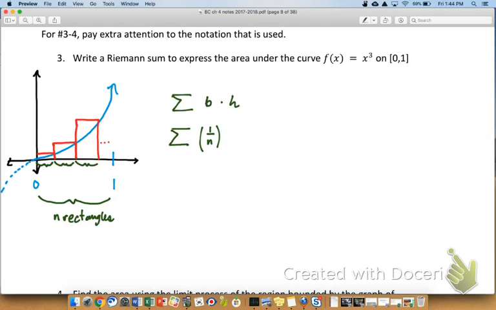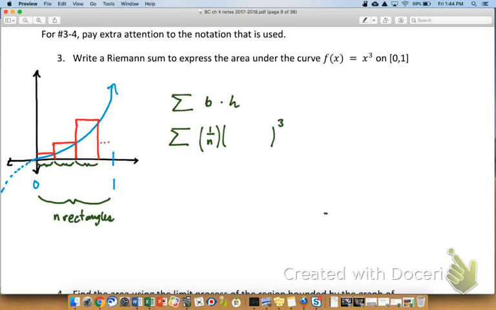Would you agree that the height of each rectangle is essentially determined by the curve's y value? Is that a fair statement? Okay. Since we know this blue curve is y equals x cubed, I would say the height is going to be something cubed. The height is based on the y value of the curve, and the y value of the curve is based on input cubed. Fair enough?